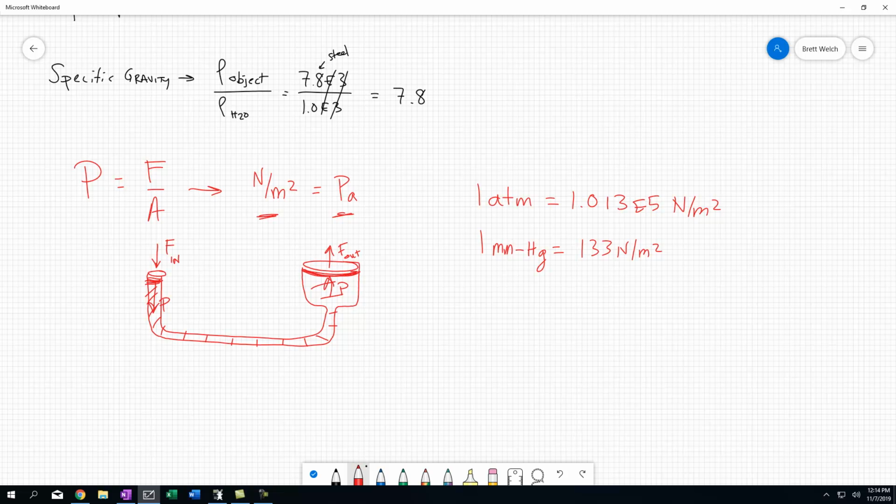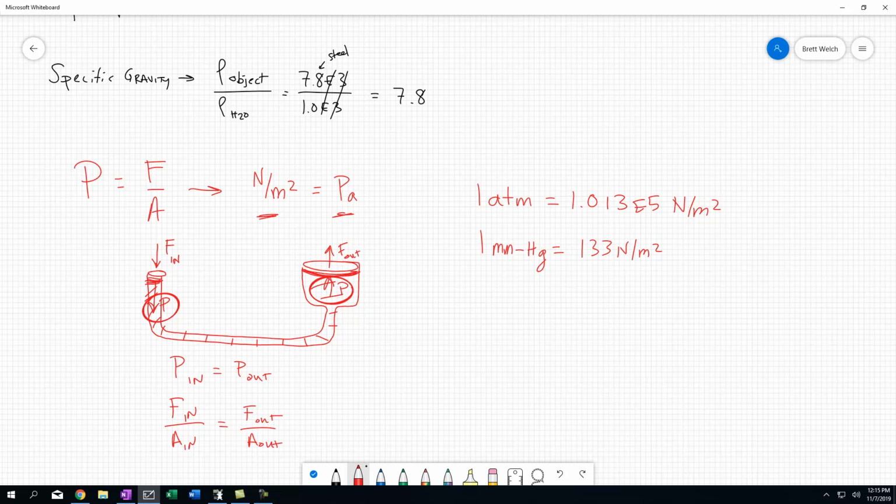Now the force in is not going to equal the force out, because the continuous piece is the pressure of the fluid. That's the constant. So because P in is equal to P out, if we think about pressure as being force over area, this would be F in over A in equals F out over A out.